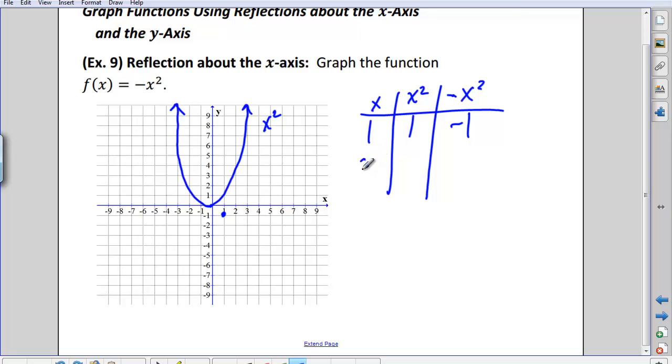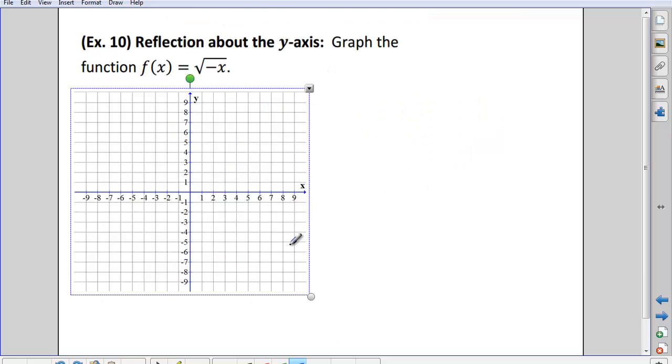Same thing at 2 becoming 4. If we make that negative x squared, now that's negative 4. And what we end up with is something like this. So tagging on a negative sign to the function, that gives us a what kind of reflection? A reflection around the x-axis. Okay. So that's not too bad. We're just taking the opposite there of those function values.